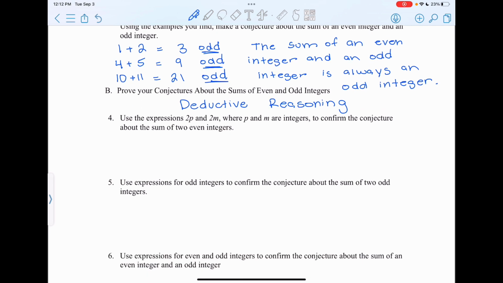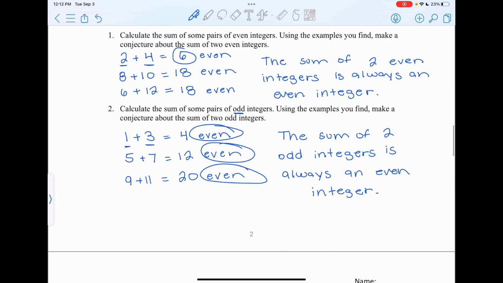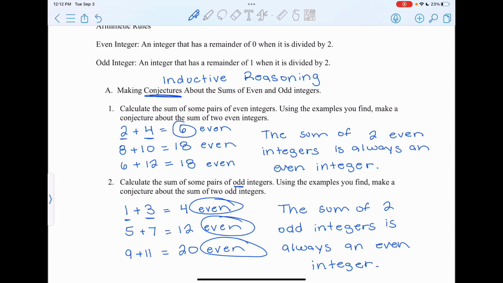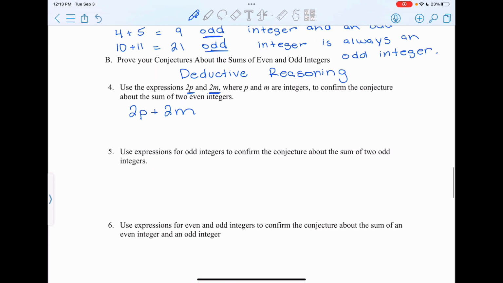So in question 4, it says use the expressions 2p and 2m, where p and m are integers, to confirm the conjecture about the sum of two even integers. So p and m are any integers, 1, 2, 3, 4, 5. And by multiplying by 2, we confirm that they're even. So 2p and 2m are two even integers. And we set up here that the sum of two even integers is always an even integer. So let's see what we get when we add these two together.